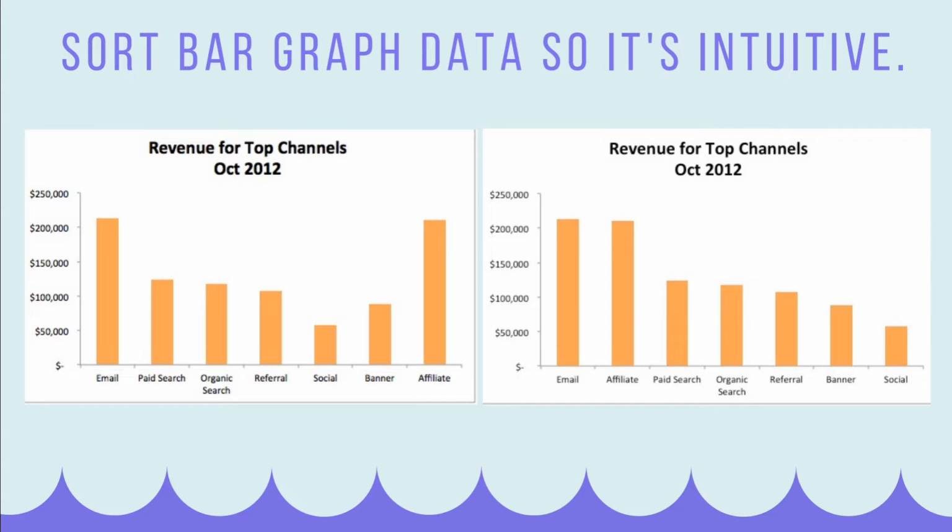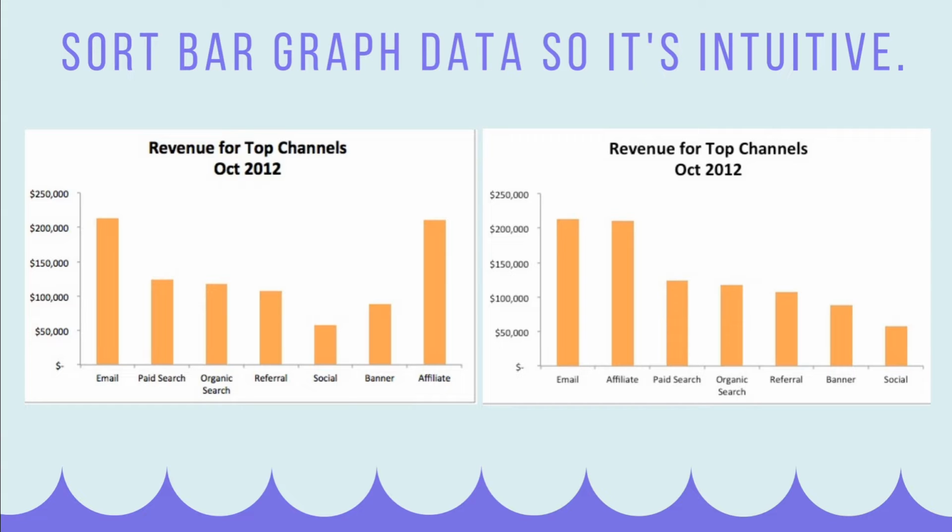So the second one is to sort bar graph data so it's intuitive. So what does it mean? If you're using a bar graph to display your data, this tip can make a big difference. Most bar graphs look like in the first picture. They're kinda random. You spend just a fraction of a second too long figuring out which ones are outliers.